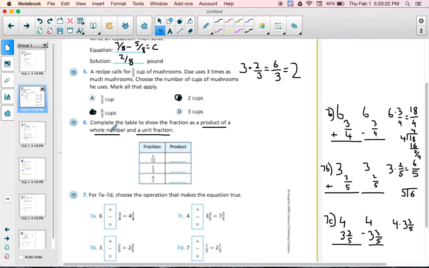Now let's look at this one. Complete the table to show the fraction as a product of a whole number and a unit fraction. By now you should know what each one of those things mean. This is saying 5/12. That's the same as 5 1/12, or 5 times 1/12. Okay? Using this as a model, do the rest of these. Do the 2/3 and the 4/7.